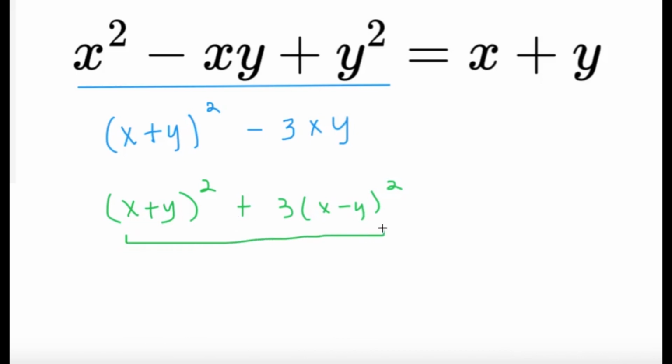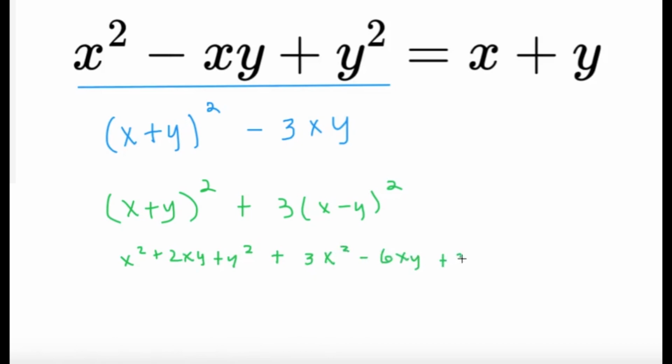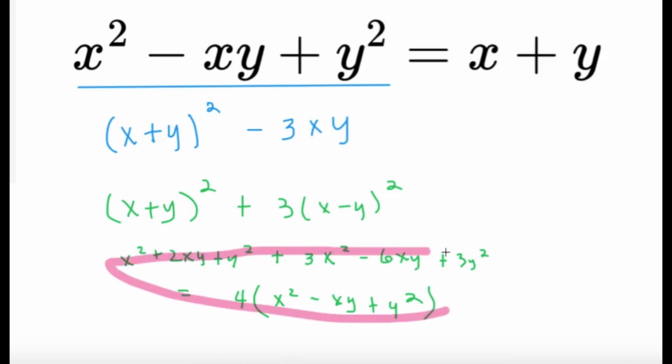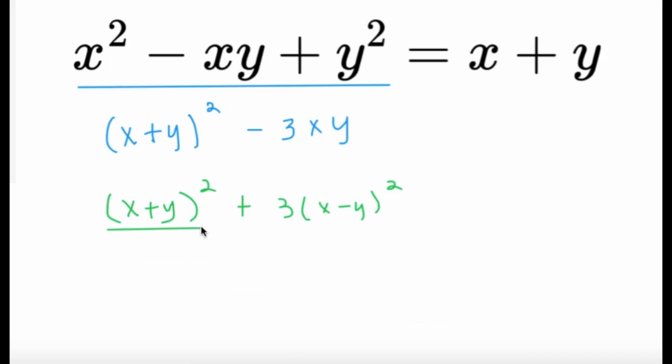So if you expand it out, (x plus y) squared is x squared plus 2xy plus y squared, and for 3 times the square of x minus y, it's going to be 3x squared minus 6xy plus 3y squared. And in fact, if you add them, you're going to get 4 times the quantity x squared minus xy plus y squared. So this green representation is a sum of squares, but what we have to do is divide it by 4. So we will divide both sides by 4 over here.